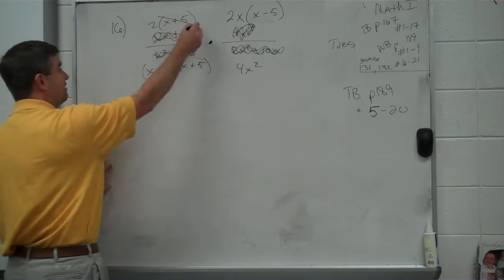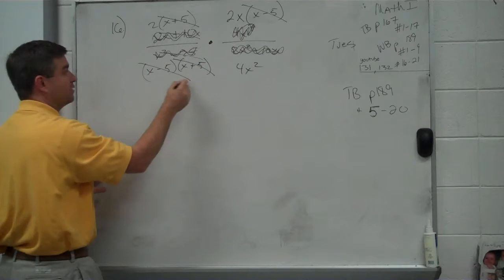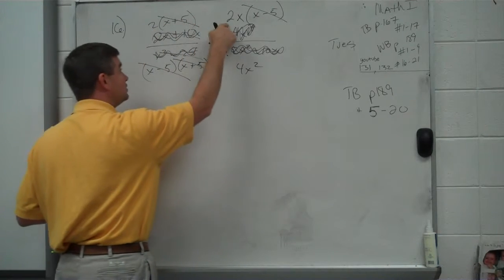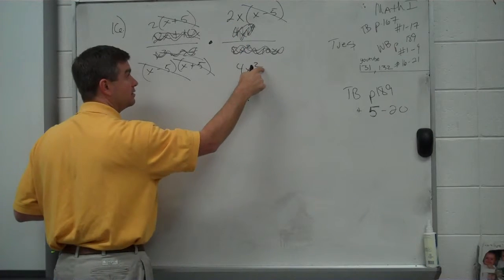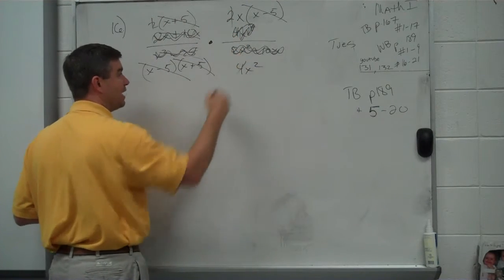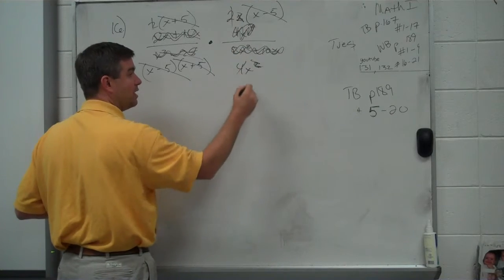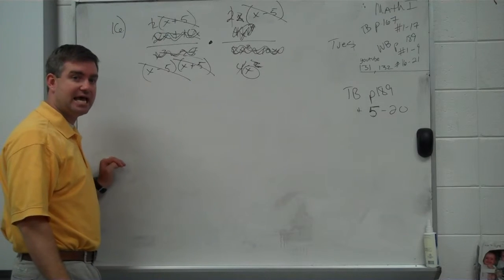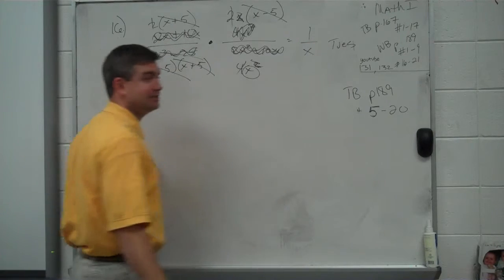X plus 5 cancels with x plus 5. X minus 5 cancels with x minus 5. On the top I have a 2 and an x. On the bottom I have 4x squared. The 2 cancels out with the 4. The x cancels out with the x squared. And all I'm left with is an x. But where is the x? On the bottom. You better put 1 over x as your answer.